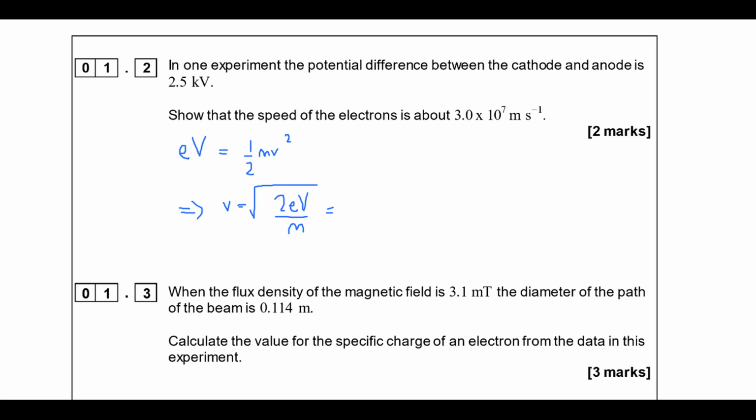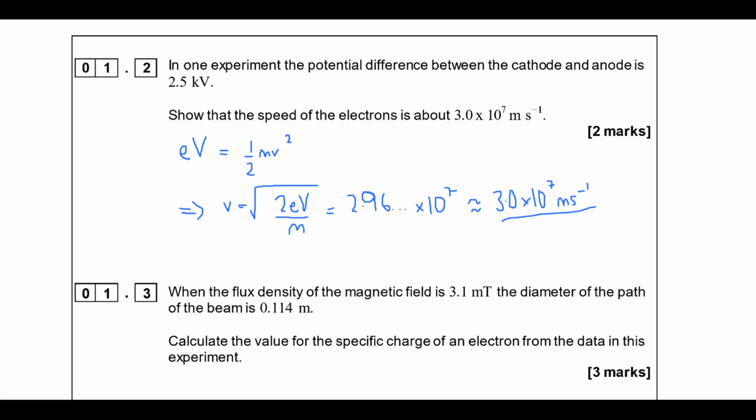So we've got 2 times 1.6 times 10 to the minus 19 times 2,500 divided by 9.11 times 10 to the minus 31. Square root that answer, and it comes out as 2.96 times 10 to the 7, which is approximately 3 times 10 to the 7 to 2 significant figures there. So we've shown that it is indeed what we were trying to prove it was.